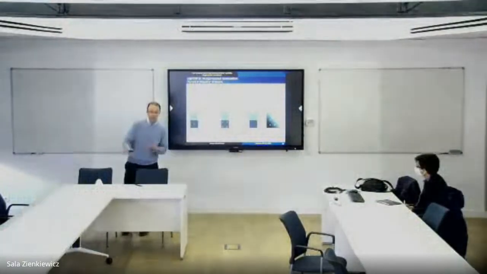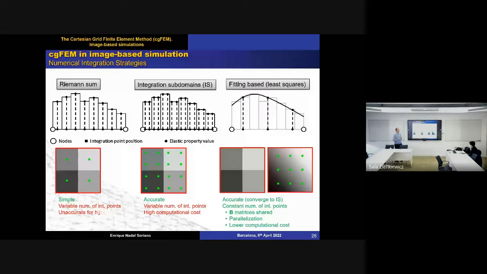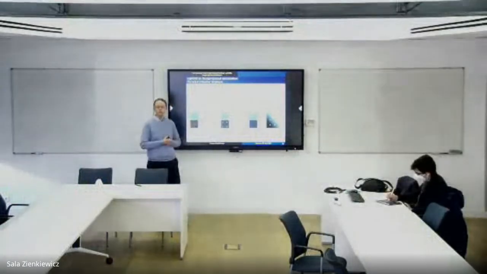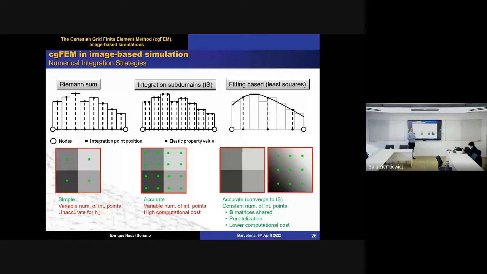And the fitting-based technology, we are happy with that because, well, if I have a linear element, the variation of the material into the element could not be that high. So we fit a linear or quadratic surface. We can control the number of Gauss points, and this number is independent of the size of the element, and we can then pre-compute many things in the code.